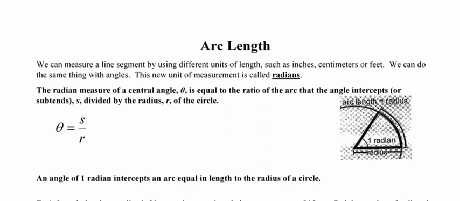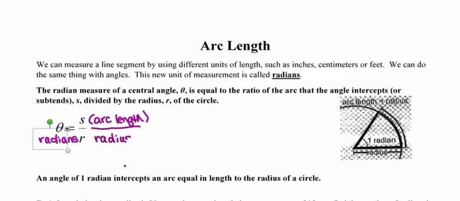The unit that you've been using up until now for angles is degrees, but we can also measure angles in something called radians. The radian measure is going to be equal to the ratio between the arc that the angle intercepts and the radius of the circle. So in other words, theta radians is equal to the comparison between s, which is the representation for arc length, and the radius. This formula you do need to memorize.